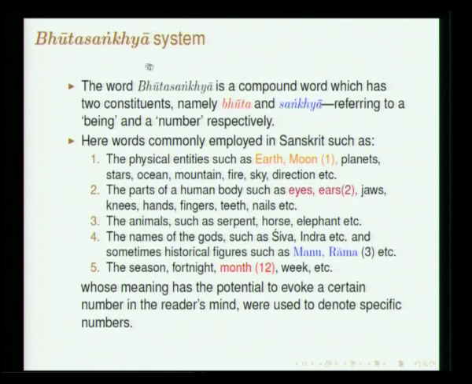Quickly I will also mention the Bhuta Sankhya system. In the Bhuta Sankhya system, as the term itself gives you an idea, Bhuta is something which is existing, and Sankhya is number. So you choose certain elements in nature.